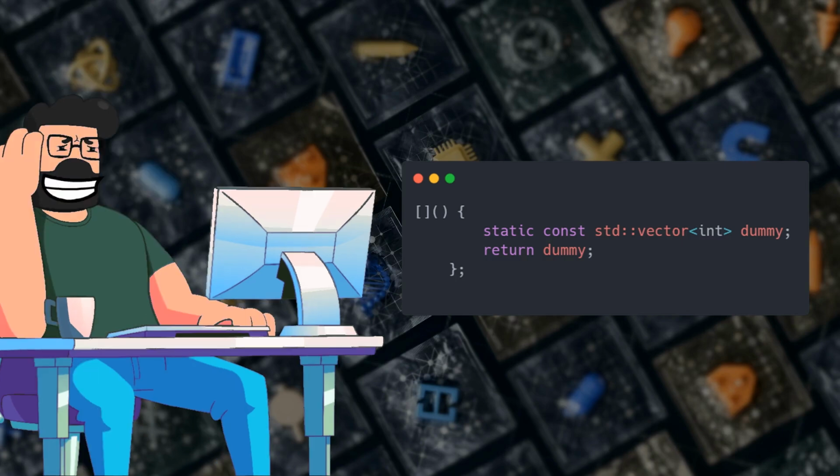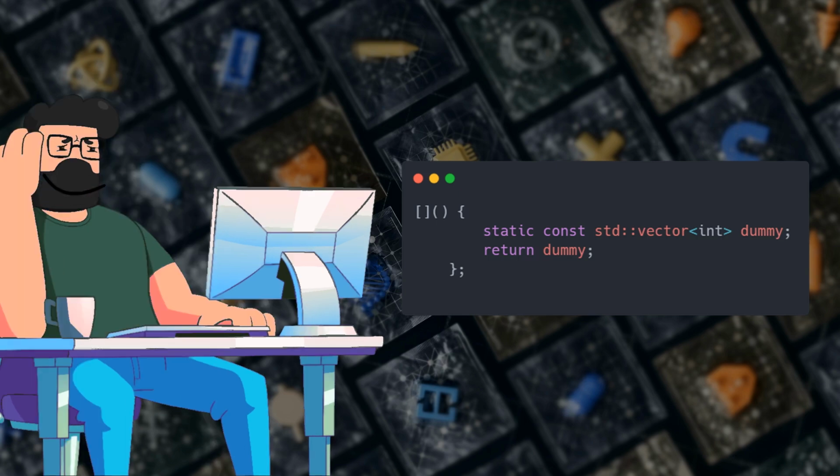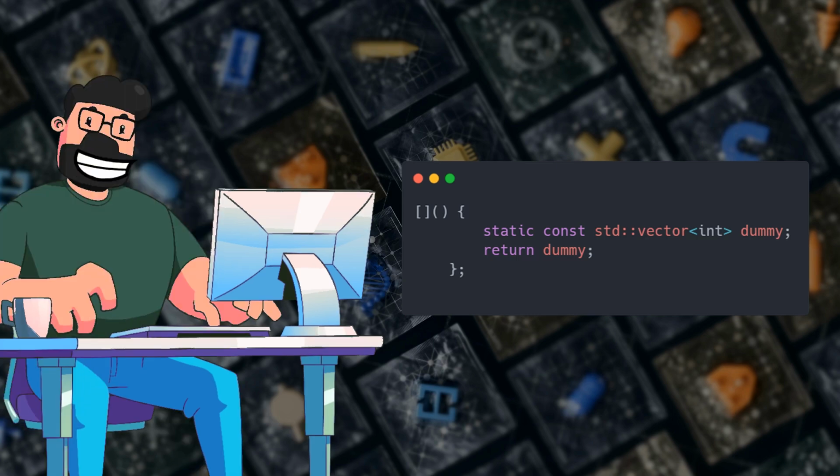The key lies in how the compiler interprets the return value of a Lambda function. In the provided code snippet, we see a Lambda that returns a static const vector of integers. The crucial point here is that the compiler infers the return value as the vector by value, rather than as a reference. This distinction is what ultimately leads to the dangling reference and the resulting segmentation fault.